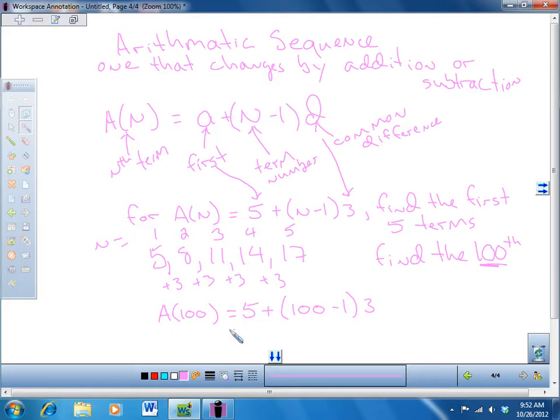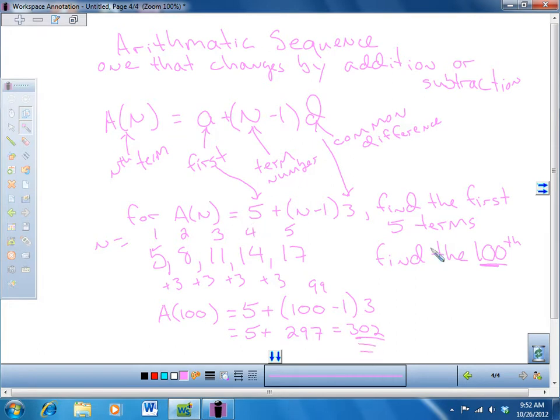So now I just have to do the math. Okay? So I get 5 plus, what's 100 minus 1? 99. So 99 times 3, anyone know? It's 3 less than 300. 297. Okay? Because this is 99, right? And I know that 100 times 3 is 300. So anyway, this comes out to be 302. So if I were to count up the terms until I get to the 100th term, I would get 302.